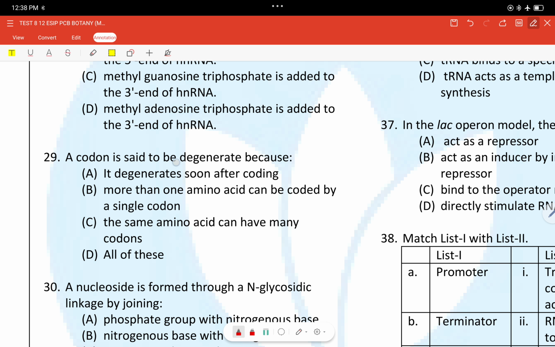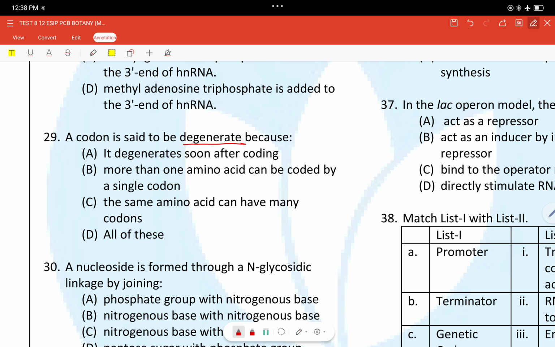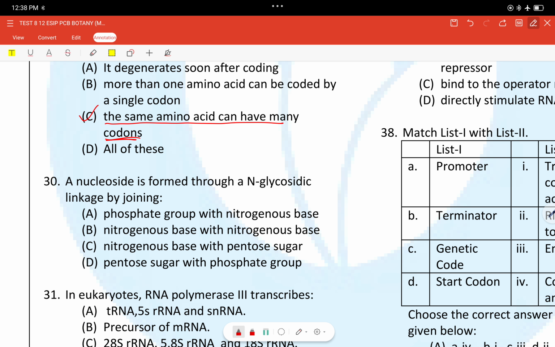A codon is said to be degenerate. Now what is degeneracy of a codon? Degeneracy means when the same amino acid has more than one codon. The exception to degeneracy of codon is methionine. Methionine has only one codon, that is AUG, which is the start codon. Tryptophan also is an exception for this property.